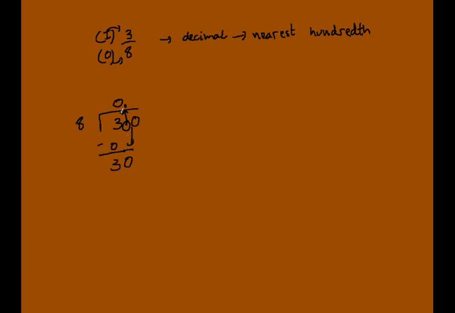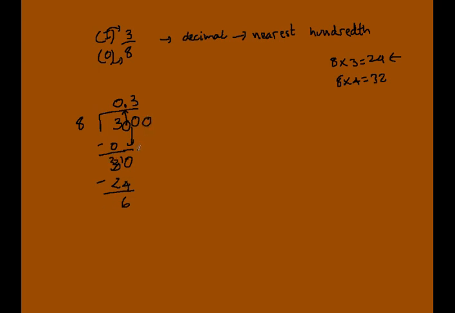Now, how many times 8 goes into 30? Again, remember your multiplication table. 8 times 4 is 32, and 8 times 3 is 24. So therefore, the closest one to 30 that is smaller than 30 is 24. So 8 goes into 30 3 times. So 3 times 8 is 24. 30 take away 24 is 6. 10 take away 4 is 6. 2 take away 2 is 0. We don't have to write it.